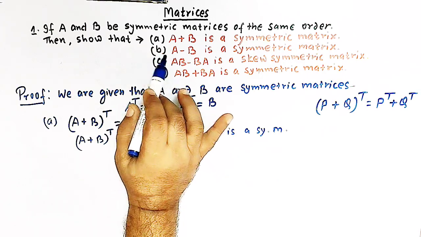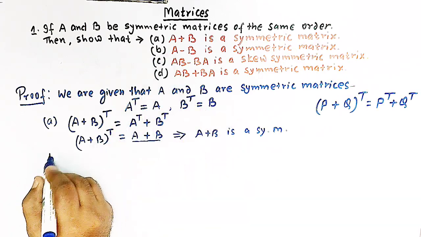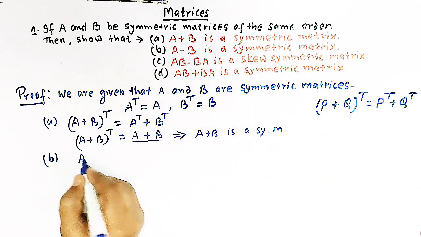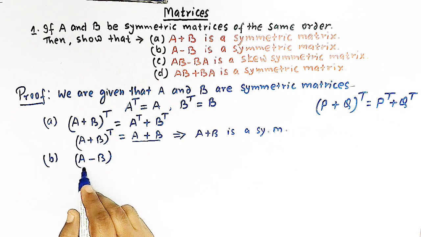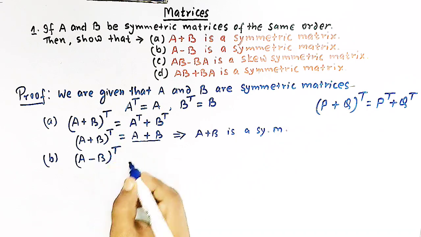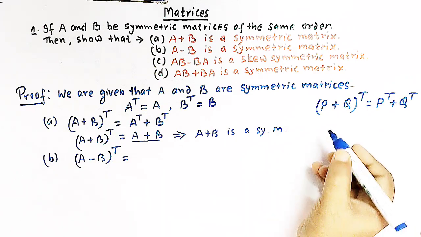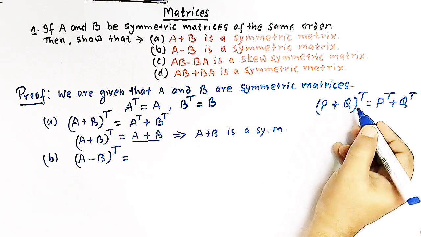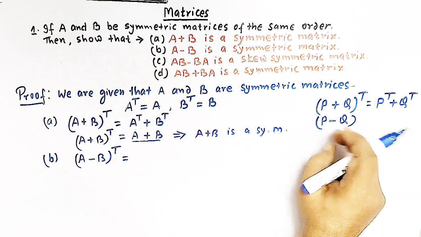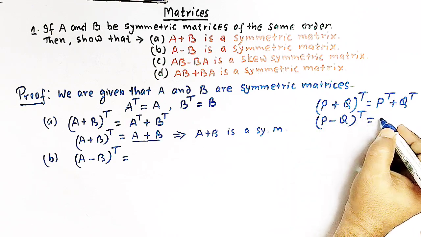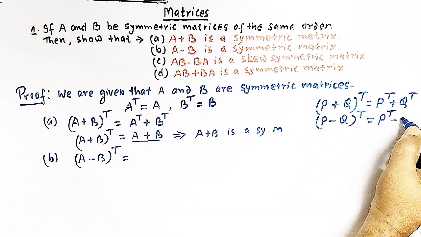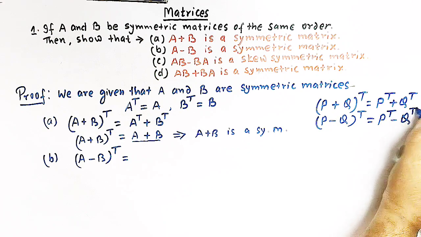Now similarly we can prove this result, that is here we have to show that A minus B is a symmetric matrix. So let us find out the transpose of the difference of the matrix A and B, that is A minus B, and here we have T, right? So now again using the properties of transpose, if P and Q are two matrices, then the transpose of P minus Q is given by the transpose of a matrix P minus the transpose of matrix Q, right?